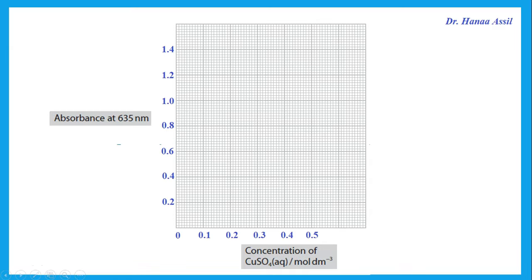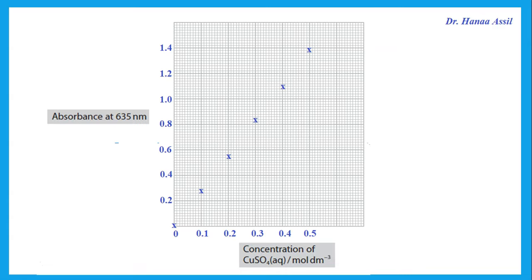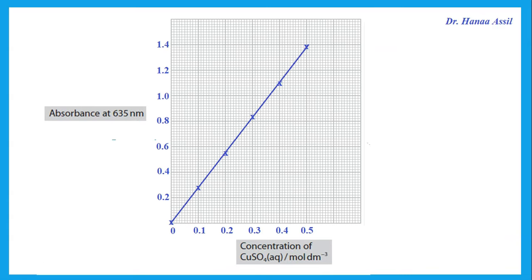So, of course, the graph paper first, we label. The x-axis will be the concentration and the units. Don't forget to put the units. And the y-axis will be the absorbance at 635 nanometers. And we divide the graph so that we use as much of the graph paper as possible. Plot the points. This is obviously a straight line going through the origin.